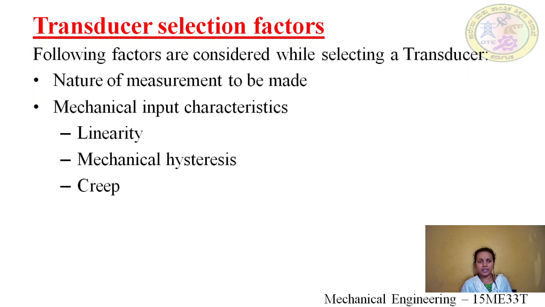The next selection factor is mechanical input characteristics. In mechanical input characteristics, we have linearity. That means there should be a linear relationship between the input and the output. Next, mechanical hysteresis. A transducer should have low mechanical hysteresis, means it should not have backlash, loose screw, or friction in the measurement system. The next factor is creep. It should have low creep. That means it should have a fast response to the input signal.